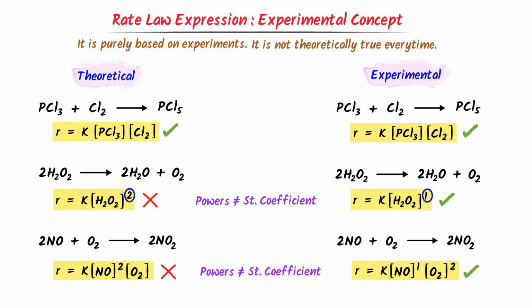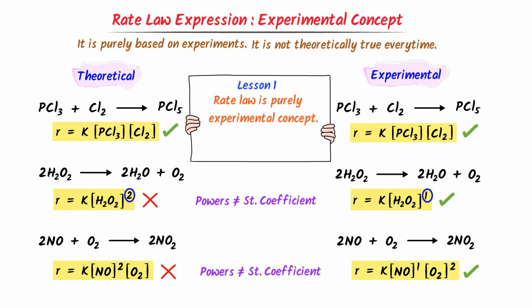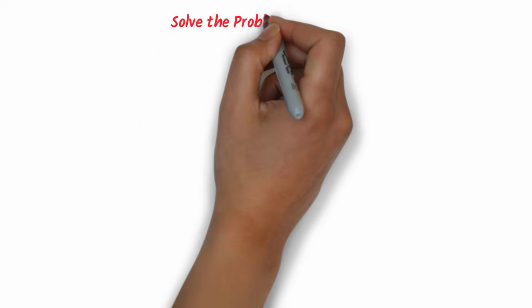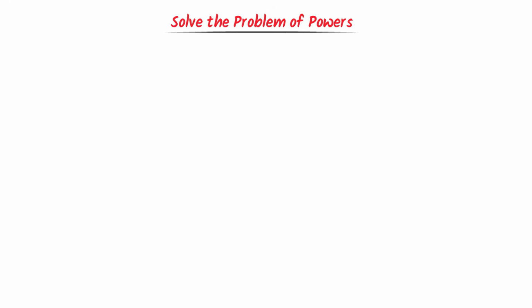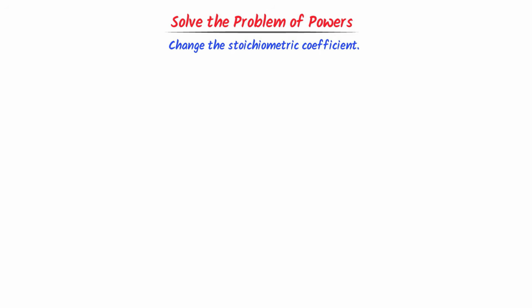In conclusion, we learned two important lessons in this slide. Firstly, we learned that rate law expression is a purely experimental concept. Secondly, we learned that powers are not always equal to the stoichiometric coefficient. Thus, note down these two important points. Now here is one important question. How can we solve the problem of powers? Well, the simple answer is to change the stoichiometric coefficient.